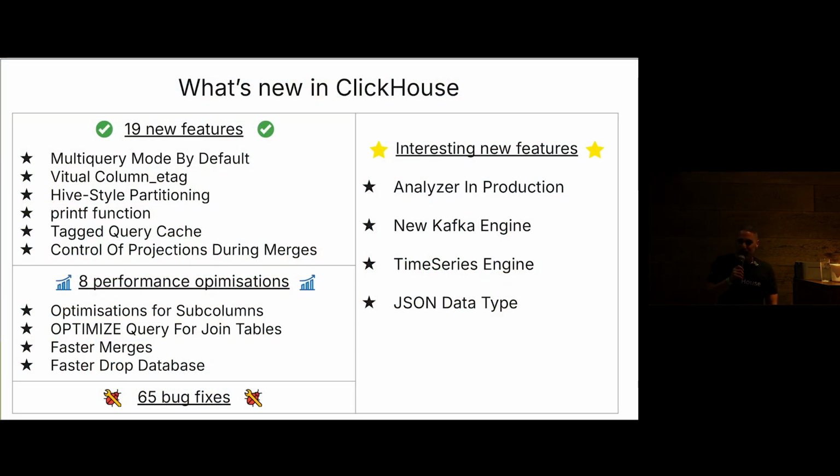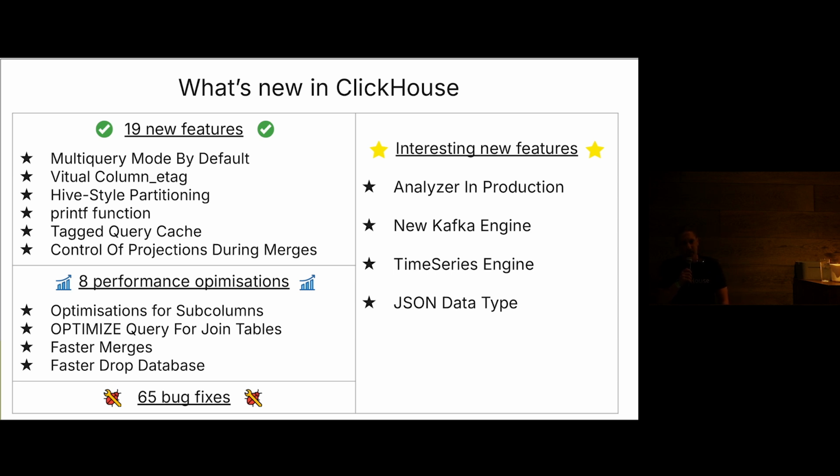So what's new in ClickHouse specifically for this particular version? There are 19 new features that are all great, some really good features that do a whole bunch of really cool things when it comes to Hive-style partitioning, for example. You can do things like printing columns in a different format, and there are changes to the way projections and the merges happen as well. Some great new features that have come out. There are also heaps of performance optimizations.